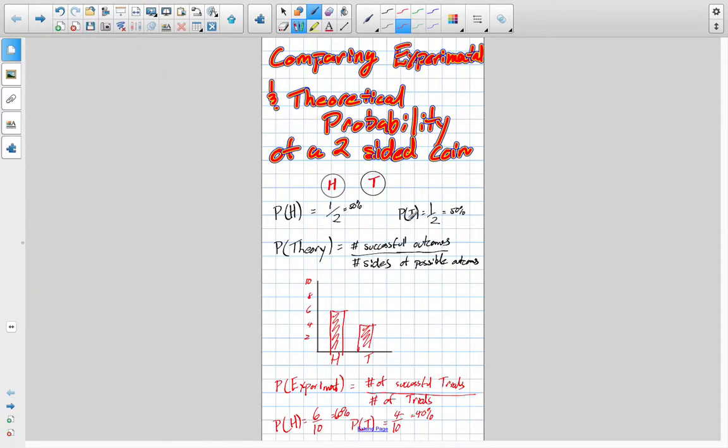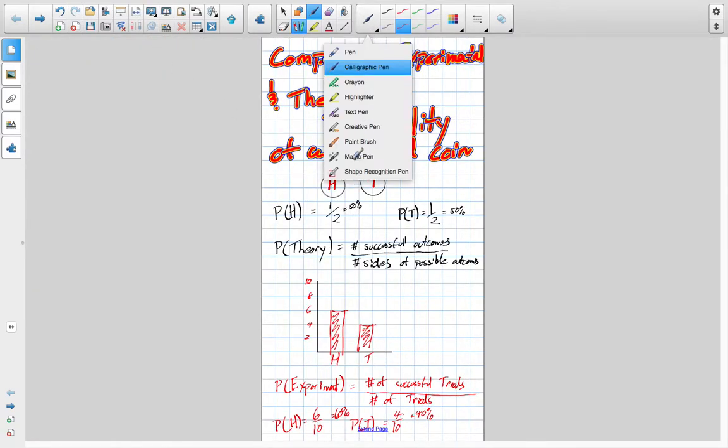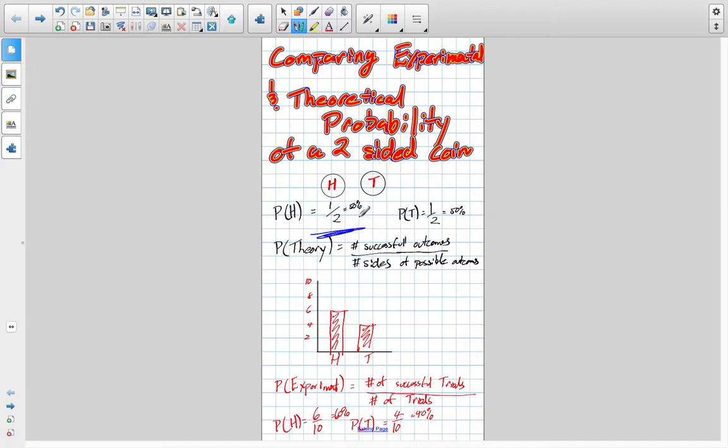So when we look at the comparison of the two, theoretical probability should get 50%, so half should have been heads, half should have been tails. In our case, we got a little over half heads and a little less than half tails. The more trials you run, the closer and closer your experiments should get to the theoretical probability. This is also known as the law of large numbers.